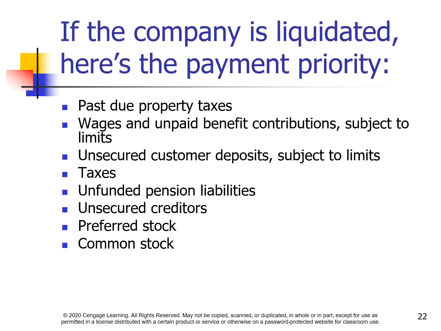If the company is liquidated, here is the payment priority: past due property tax, wages and unpaid benefit contributions, unsecured customer deposits, taxes, unfunded pension liabilities, unsecured creditors, preferred stock, and the last will be the common stockholders.